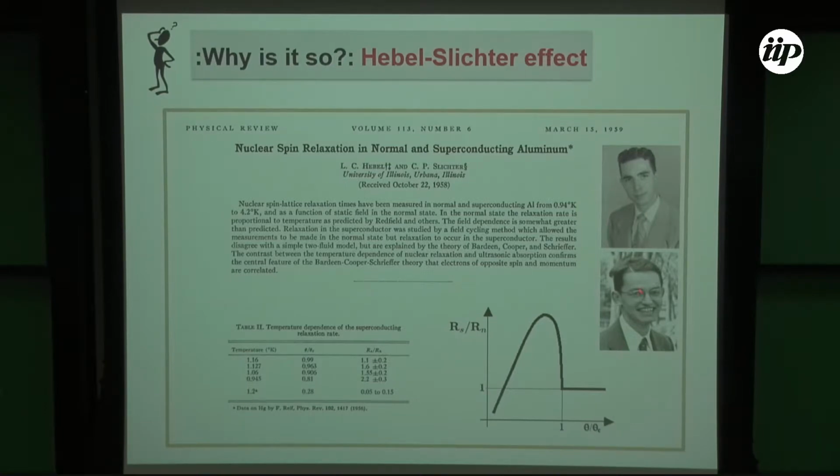This is Chuck Hebel, and this is Charles Slichter. And again, we have a characteristic picture in that case: this is the spin relaxation rate in the superconducting versus normal phase as a function of reduced temperature, and this is exactly the effect you are seeing. With the onset of superconductivity, spin relaxation goes up, and then, because with lower and lower temperature you have less and less quasi-particles in the game, it goes to zero. There is a question by Stefan.